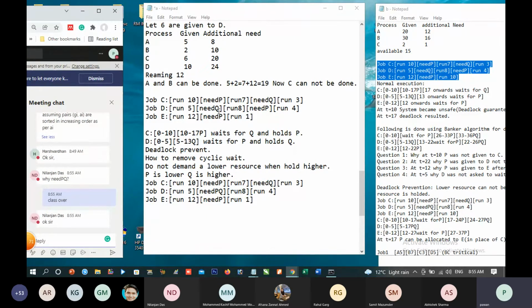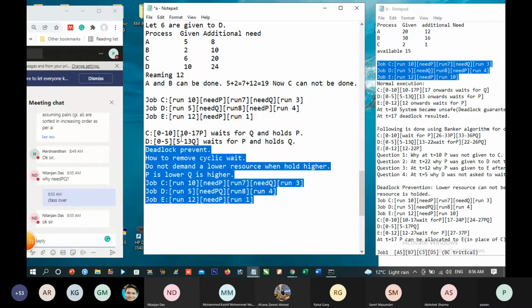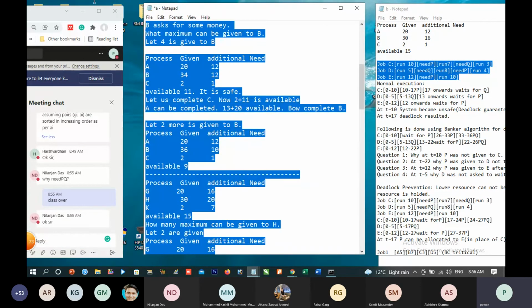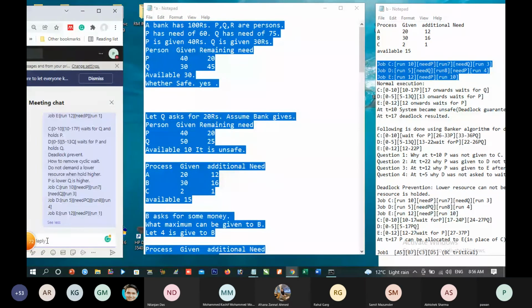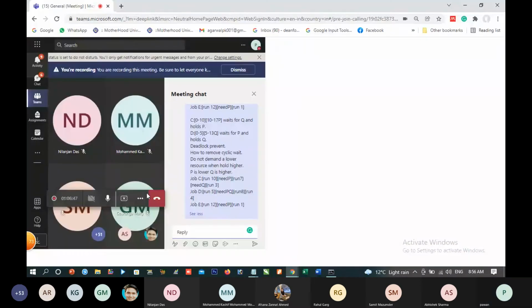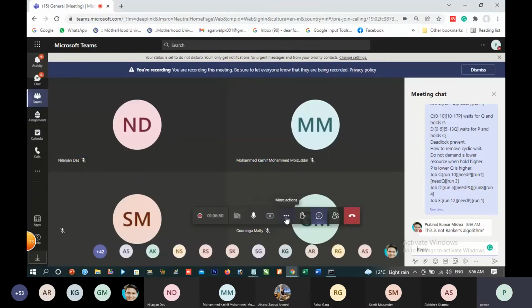Is it correct? Yes. Any doubt? Any doubt? And I am putting it in the chart. Any question can be asked.